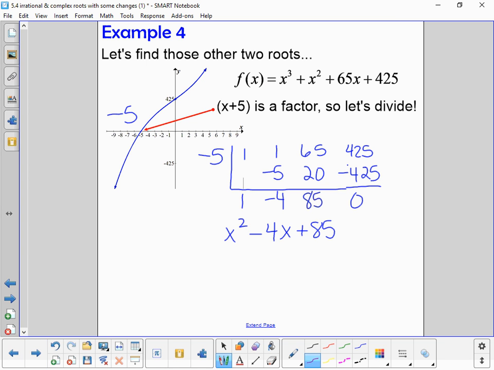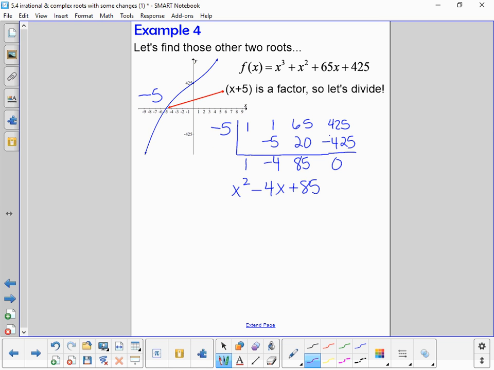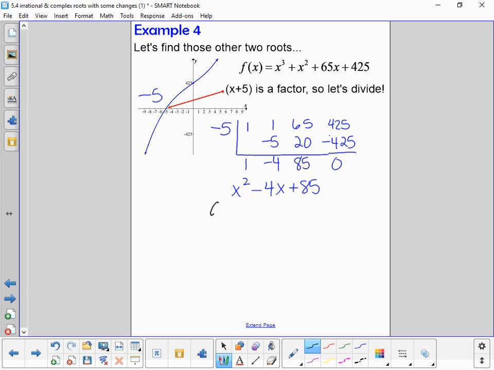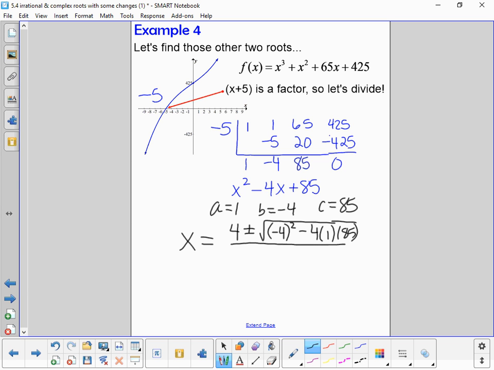So if it's not factorable, I have to use the quadratic formula to solve it. So we'll identify our a and our b, -4, and our c is 85. And we'll use the quadratic formula. x equals -b plus or minus the square root of b squared. Be careful with that b, it should be inside parentheses, (-4) squared minus 4 times a times c, and that is all divided by 2 times a.